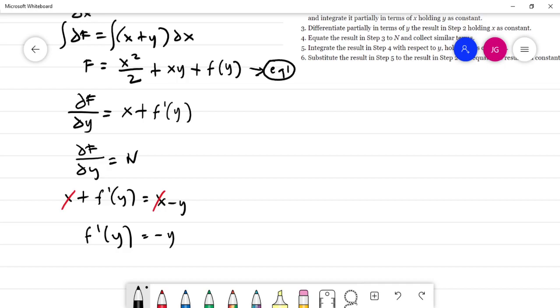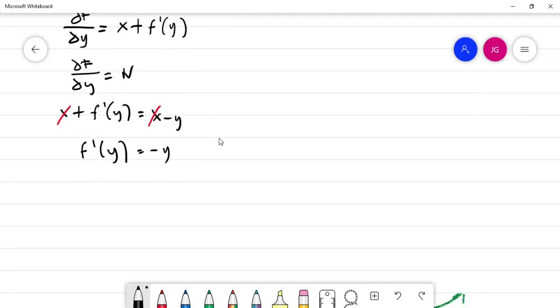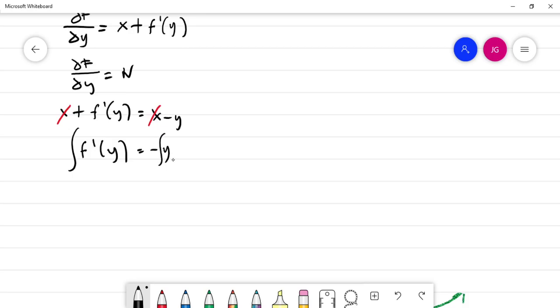Then step 5, integrate the result of step 4 with respect to y. With respect to y, integrate it. For this one, we integrate, then dy. So we have function of y is equal to negative 1/2 y squared. Right? Okay, so step 6, substitute the function of y into equation 1.